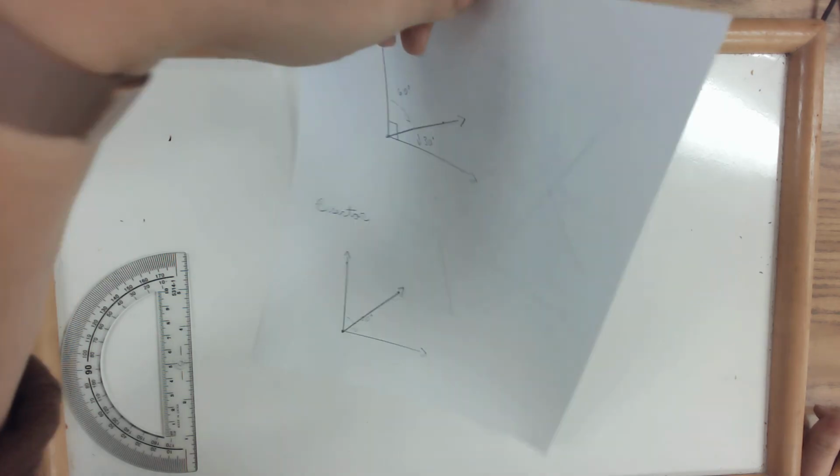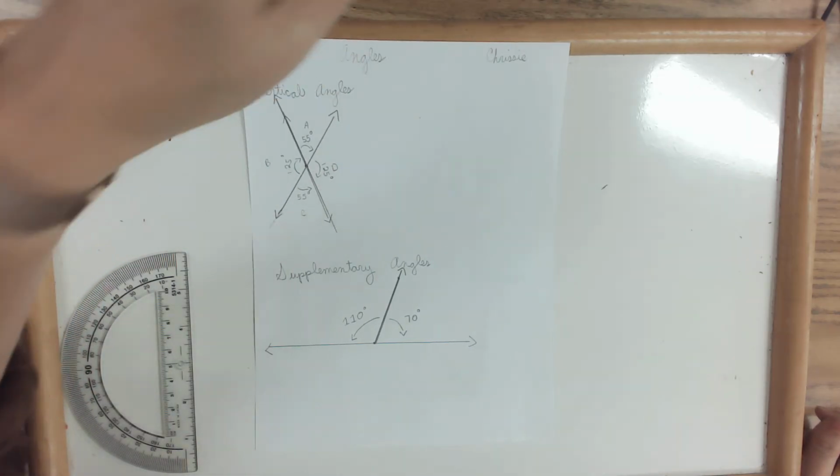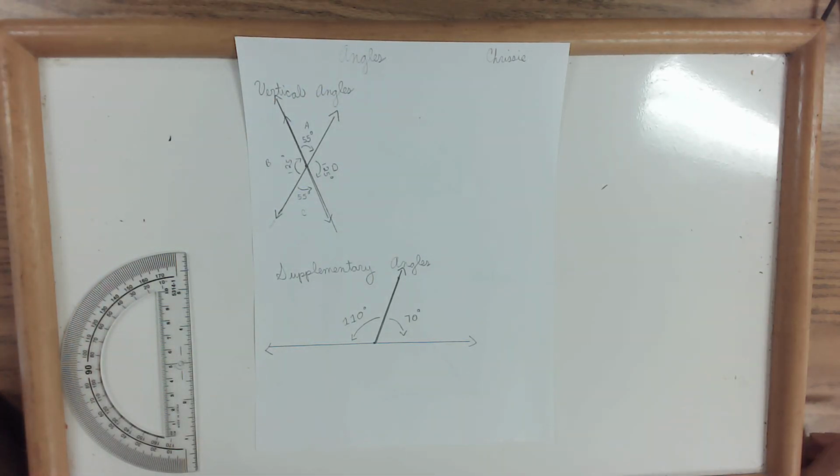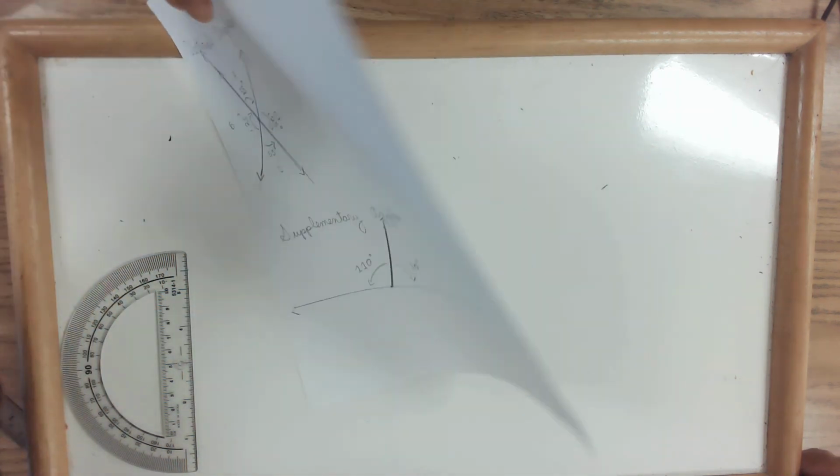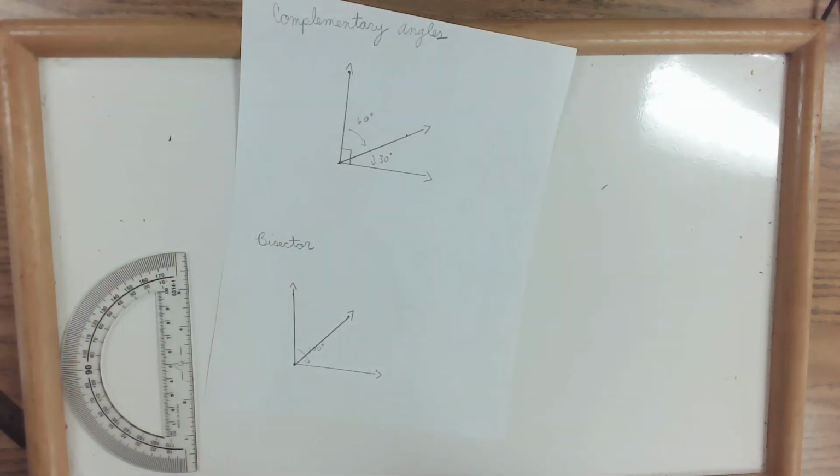So on your own, draw, label, and make as many of these as you can. You can turn them into a book, do a large chart, try to do as many different types of vertical angles and supplementary, complementary, and bisectors as you can. And that is the lesson.